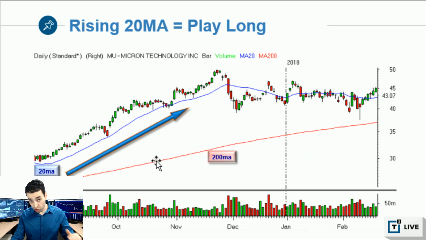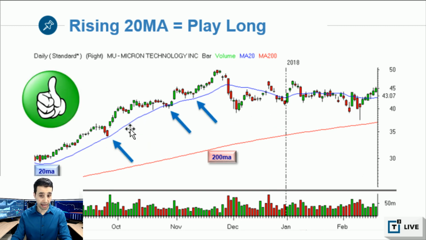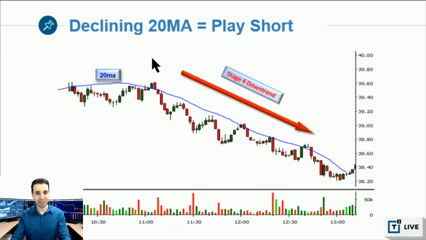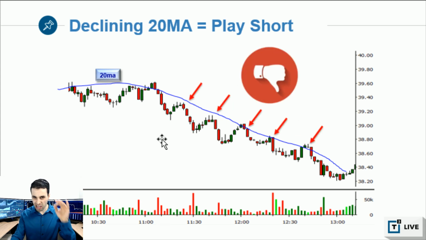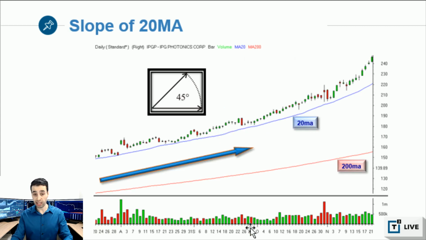So when the stock is trending up, you want to play long when price pulls back to the rising 20 MA. It works the same way when the stock is bearish and the price pulls back to the 20 MA. You want to play short every single time it touches or reaches the 20 period moving average. So that's the first thing that I wanted to talk about.